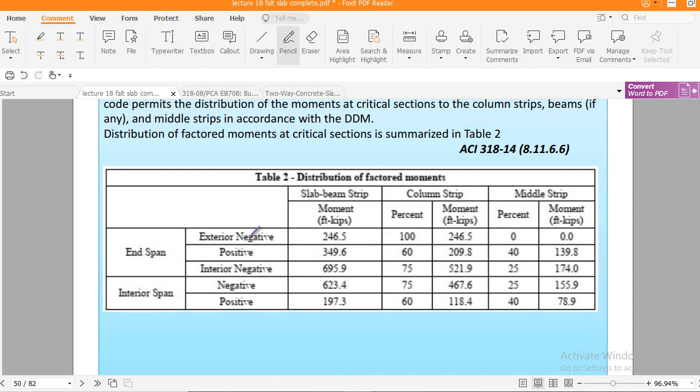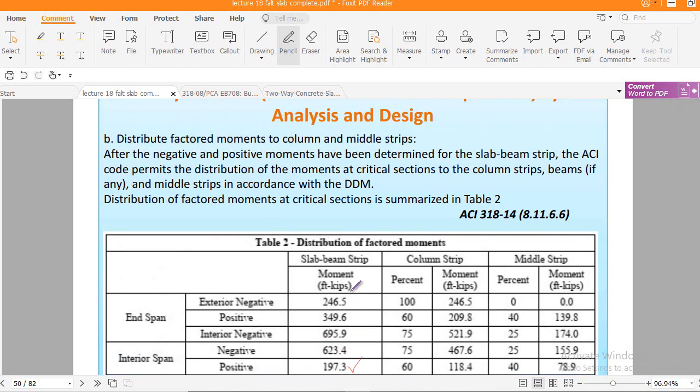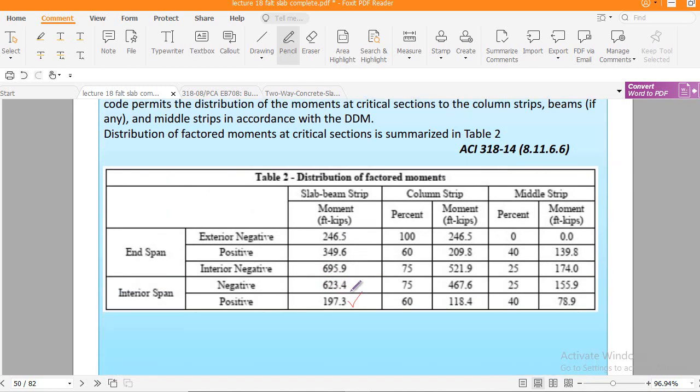So the exterior negative moment is 246, the positive moment 249, and this one 695, and 623 and 197.3, right? So this one will be fixed. And this negative moment is 623, we already calculated, right? Now remember, they are not reducing these moments. They are using the same values which they already calculated from the face moment, right?